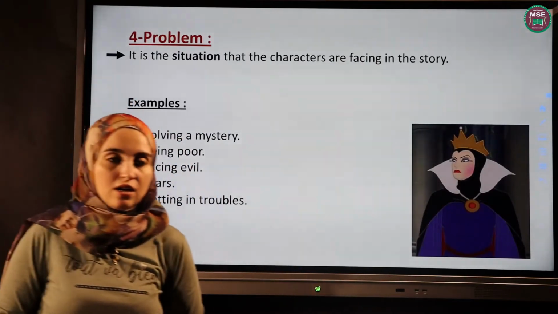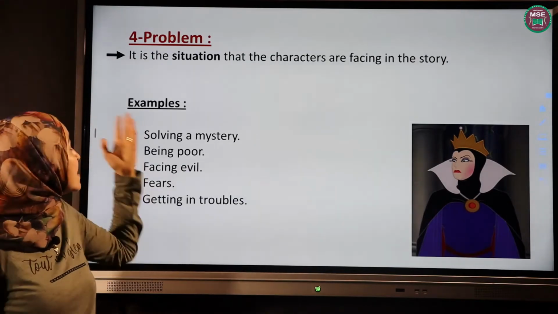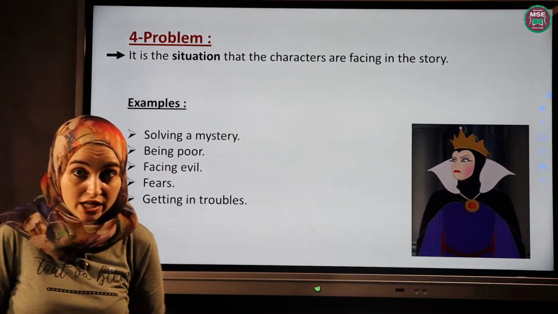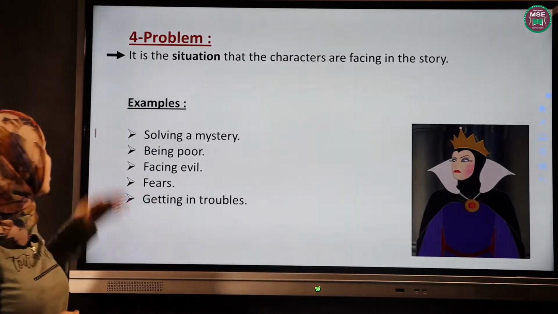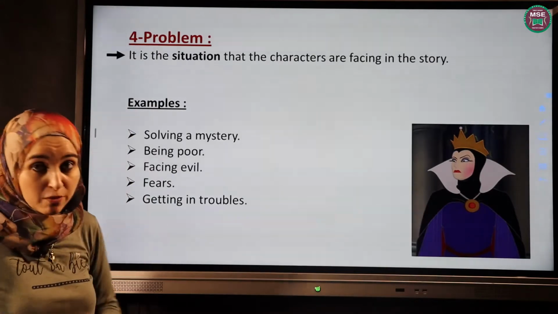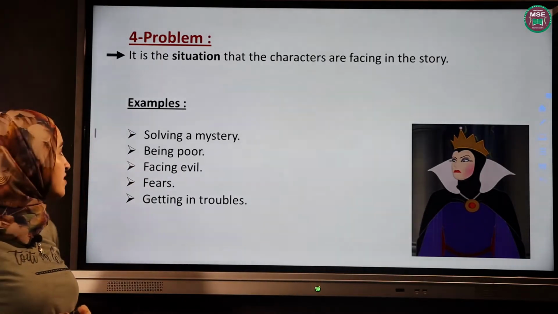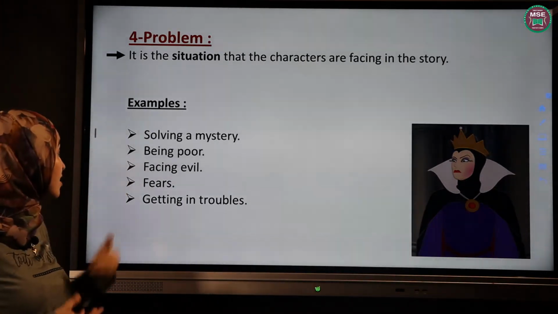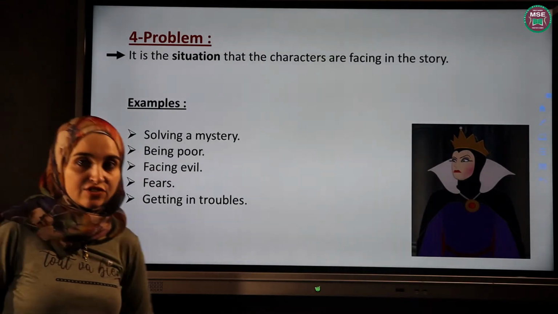Number 4 in the story elements is the problem. The problem is a situation that the characters are facing in the story. Okay? It's very important. For example, examples for the problems that we may find in the stories we read: solving a mystery, being poor, facing evil, fears, getting in troubles.